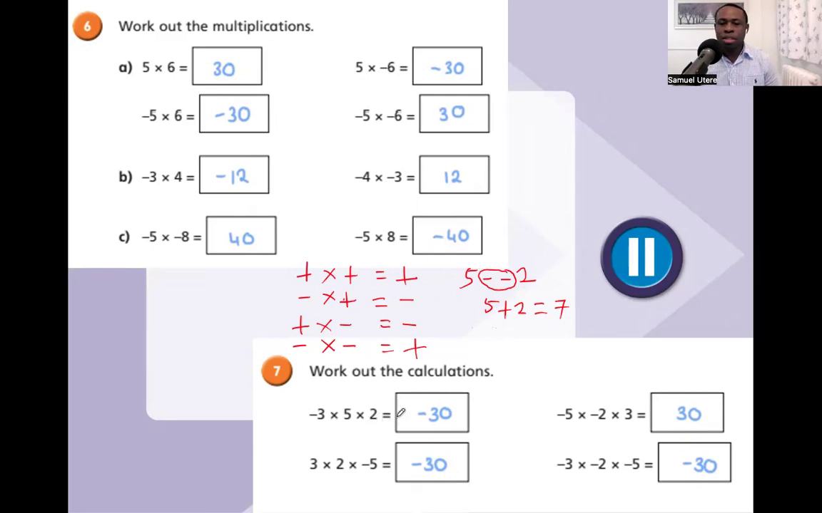And that is what is expressed here. So this one, negative 3 times 5 will be negative 15. Negative 15 times 2 will be negative 30. All right? And you can see that's what has happened here.